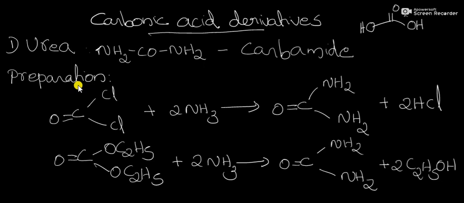Then what are the methods of preparation of urea? First one is the laboratory method of preparation, that is from phosgene. This is our phosgene, carbonyl chloride, which on treating with ammonia we get urea. Or ethyl carbonate: another derivative of carbonic acid is ethyl carbonate, which on treating with ammonia we get urea also. That is another laboratory method of preparation.